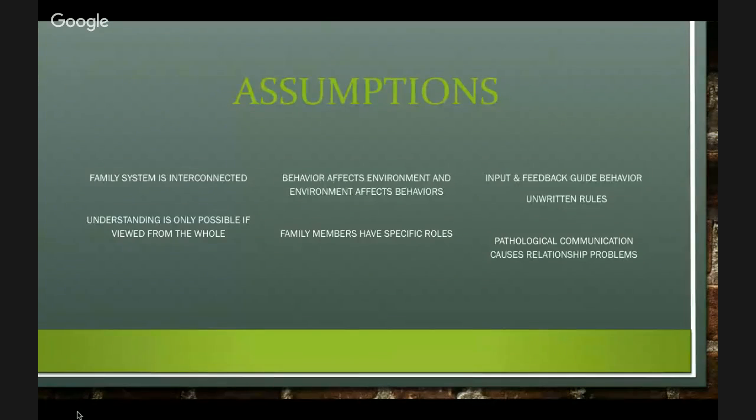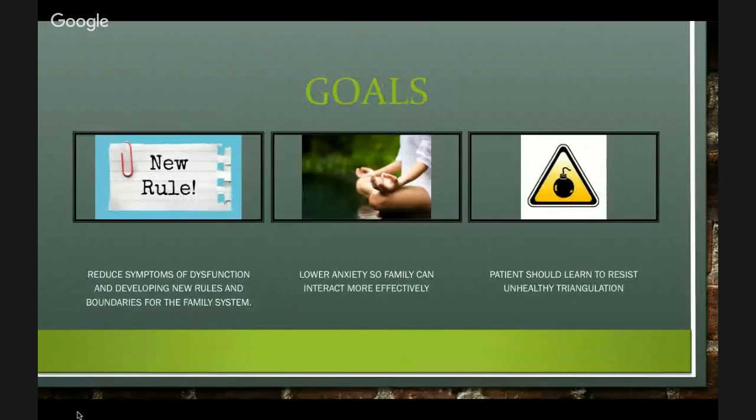Some of the goals in family therapy are to reduce the symptoms of dysfunction and develop new goals and boundaries for the family system. So, obviously, yelling is not working. What can we do to improve that? Not just for the person being yelled at, but for the whole family system in general. Another one is to lower anxiety so that the family can interact more effectively. The importance of this is so that the family can communicate as a unit, as an entity, and not just to do that effectively.